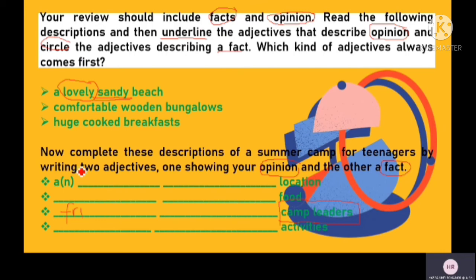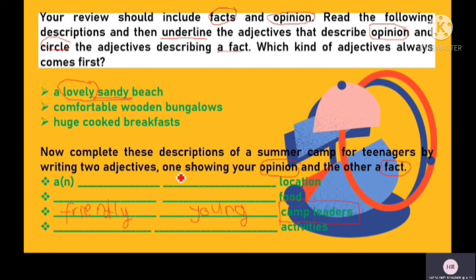Friendly. Okay, that is again my opinion. Maybe to you know that camp leaders are not that friendly, but for me, alright, I try to use the word friendly. So itu opinion, pendapat saya. What about the fact? Okay, the fact about the team leaders. Alright, the fact maybe, what can I write here? Okay, maybe we can write young. Faktanya, team leader tu masih lagi muda, young. So friendly, young camp leaders. Alright, the rest you can do it on your own and try to share with your teachers later.